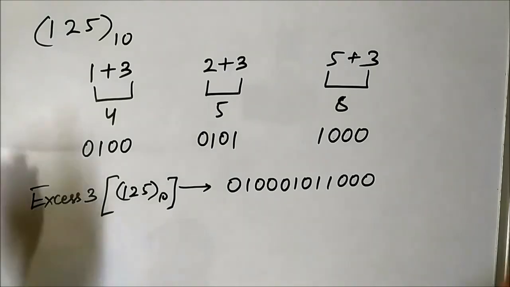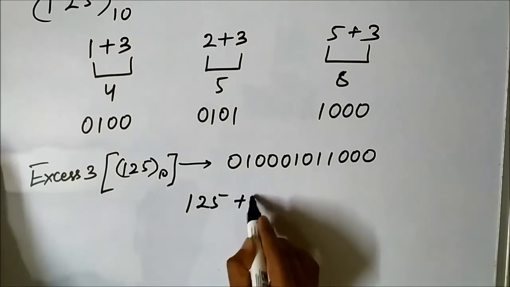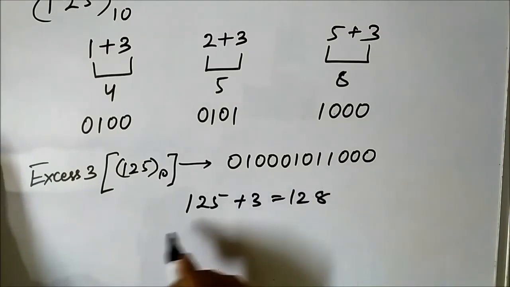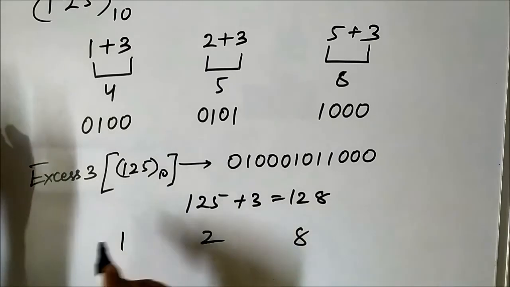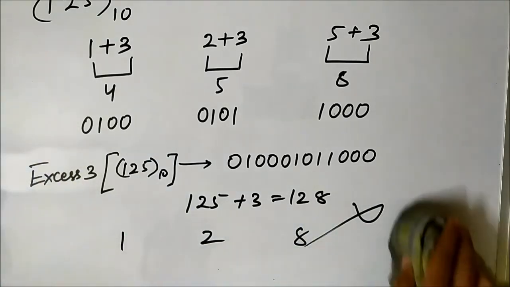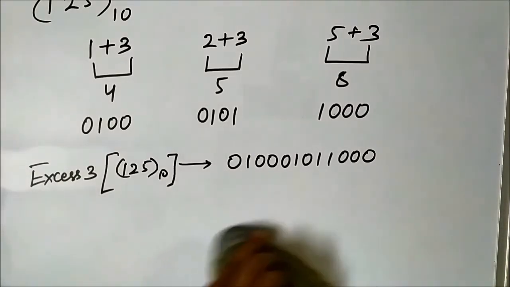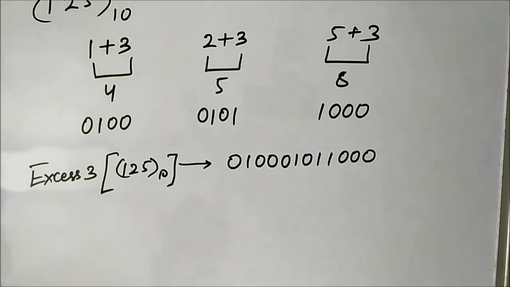So here you don't make the mistake of writing 125 plus 3 is equal to 128 and then writing the 4-bit codes for 1, 2, 8. It will be wrong. So don't make this mistake. Here we have discussed some of the basic concepts associated with the excess 3 coding system and how to represent a given decimal number using the excess 3 coding system.